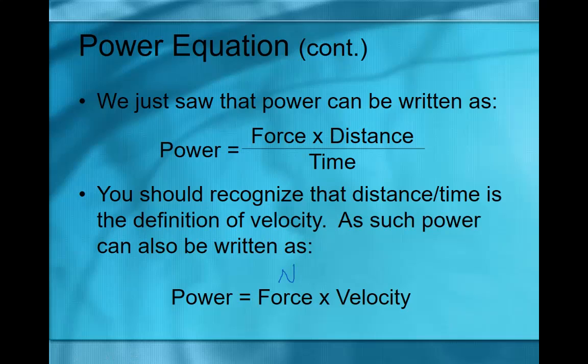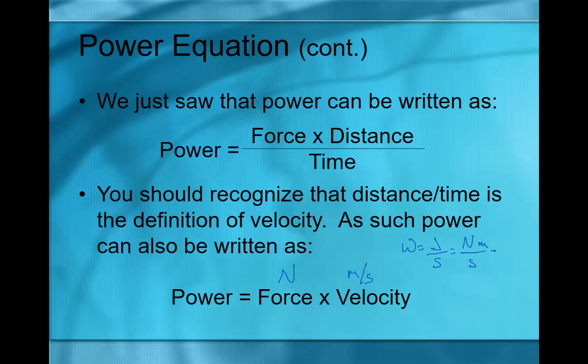Remember, force is still in newtons, but instead of newton meter, velocity is meters per second. So we have newton meter per second, which is what a watt is. Okay, so a watt is equal to a joule per second. Joules, remember, are equal to newton meters. So this is equal to a newton meter per second.